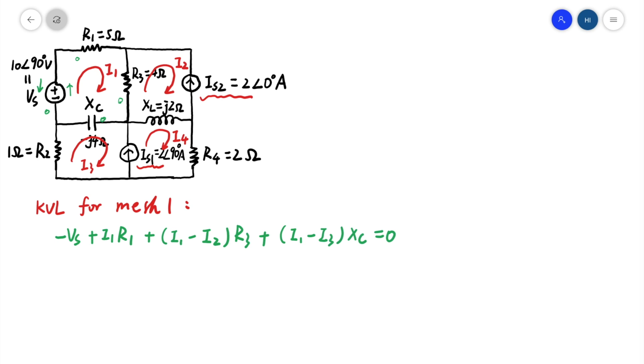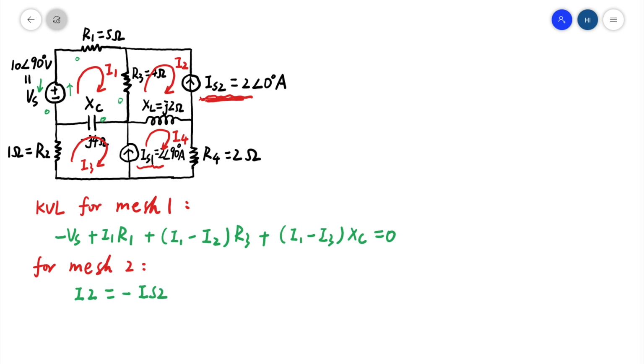And for mesh 2, since there is an independent current source in mesh 2, we could directly use the current relationship for this mesh. The mesh current is I2, which is clockwise. The independent current is IS2, which is counterclockwise. So we could list the equation I2 is equal to negative IS2.